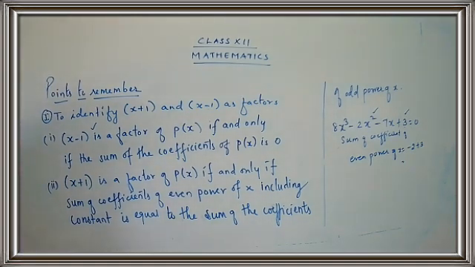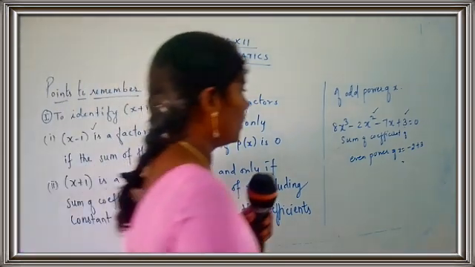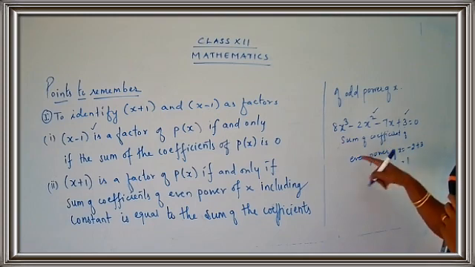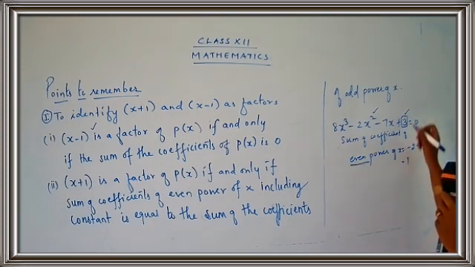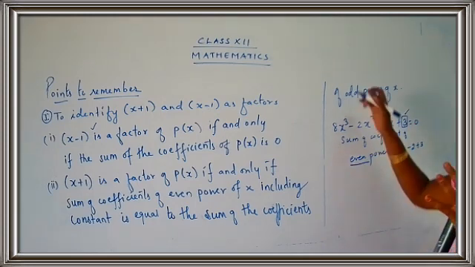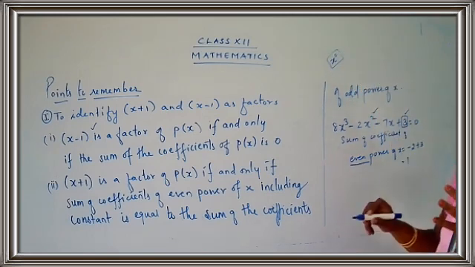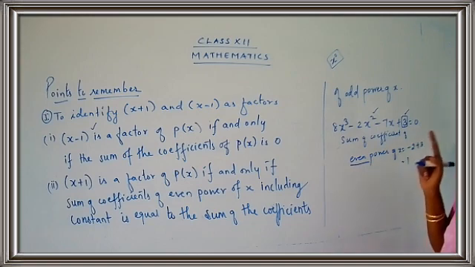The answer will be 1. Yes, minus 2 plus 3, it's 1. Okay, so I'll put here 1. Are you clear with this part, children? Now, when you're taking the even power, focus on the constant also. Just think that the constant is a term having a variable x with the power 0. So you have to take that term also.